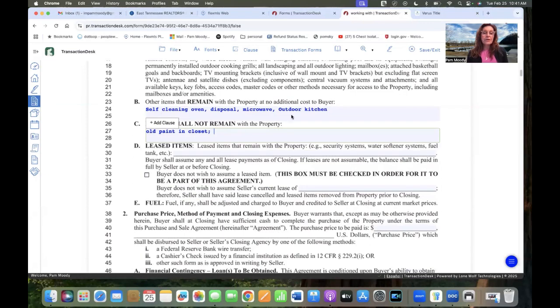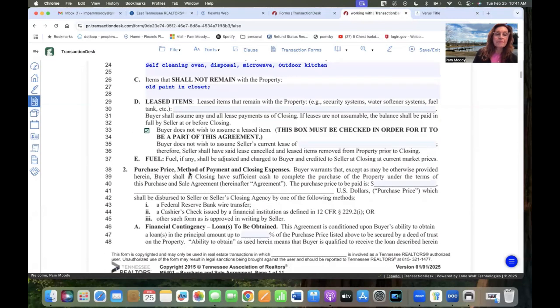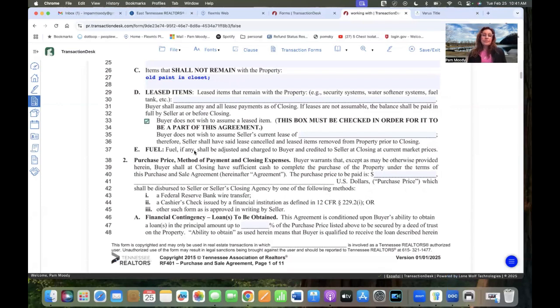Okay, buyer does not wish to assume, it's very unusual for them, leased items that remain with the property. Say there's a leased security system, or like it says here, a fuel tank. If you want them to leave it, then we'll put it in here. If you don't, we'll check this and tell them to get rid of it all. If you're keeping the fuel tank, say because it's a propane tank, then the fuel will be adjusted and charged to the buyer and credited to the seller at closing. The title company usually handles that.